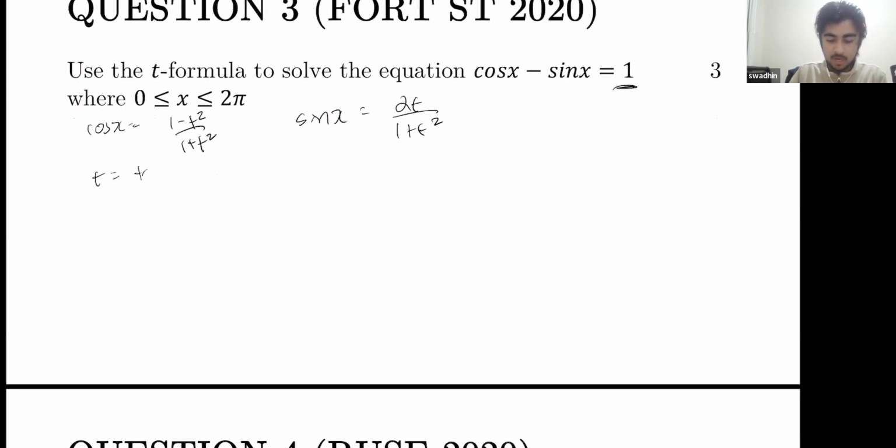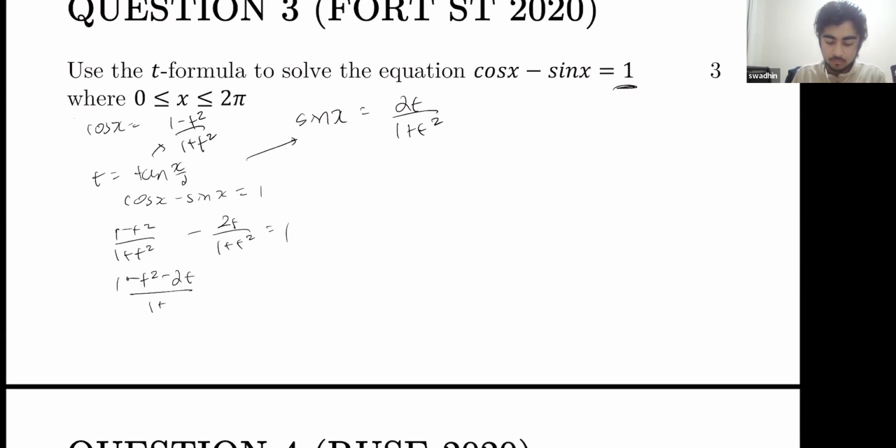So t is equal to tan x on 2, and we obtain this from it. Now we want to solve cos x minus sine x is equal to 1. So 1 minus t squared over 1 plus t squared minus 2t over 1 plus t squared is equal to 1. Simplify the top. Multiply over. Just generic algebra.